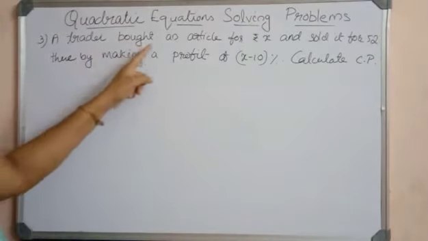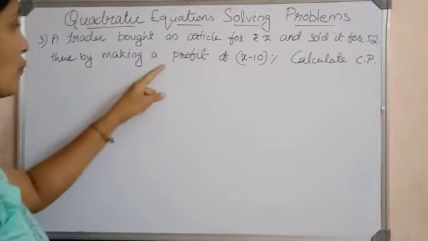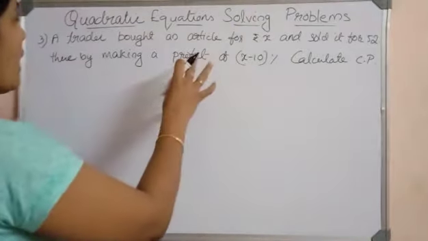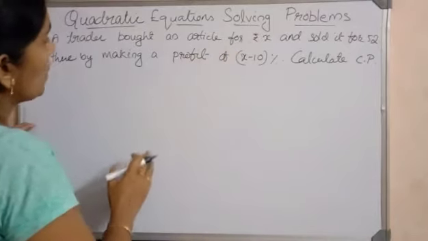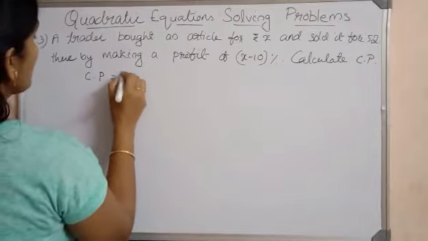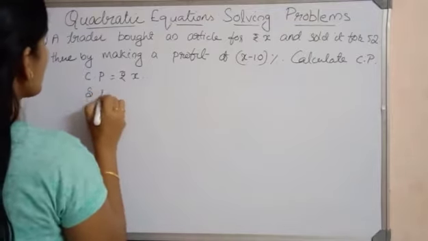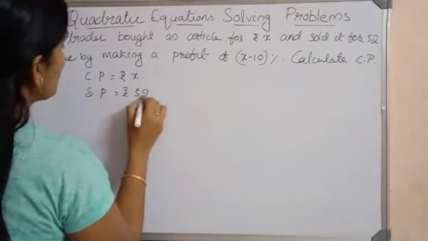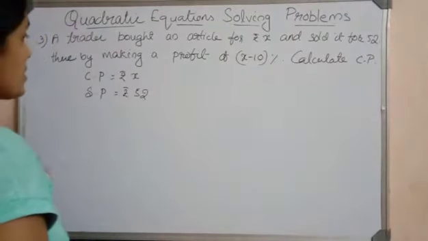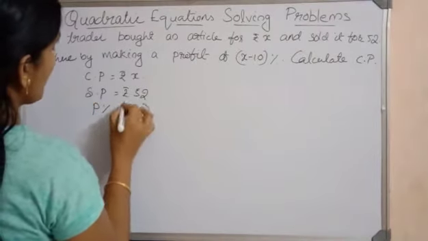A trader bought an article for rupees X and sold it for rupees 52. They were making a profit of X minus 10%. Calculate its cost price. It's given that an article is bought for rupees X. So we can write the cost price is rupees X and sold it for 52. Therefore, the selling price is rupees 52. And he is making a profit of X minus 10%. So the profit percentage is given as X minus 10%.